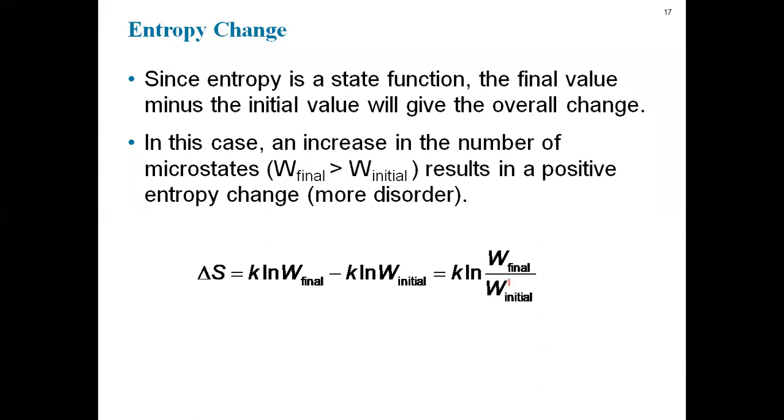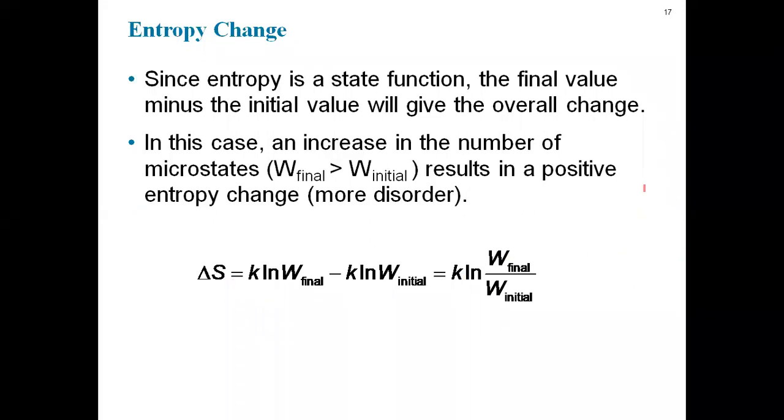So either way will tell us whether delta S is positive or negative depending on W final and W initial. If, for example, W final is larger than W initial, which means we have more chaos, then this ratio is larger than 1, ln of a number larger than 1 is a positive number, k is a positive number, so therefore delta S is positive. Oppositely, if W final is smaller, so you have a ratio smaller than 1, then ln of a number smaller than 1 is negative, so negative times positive is negative. That means our delta S will be negative.